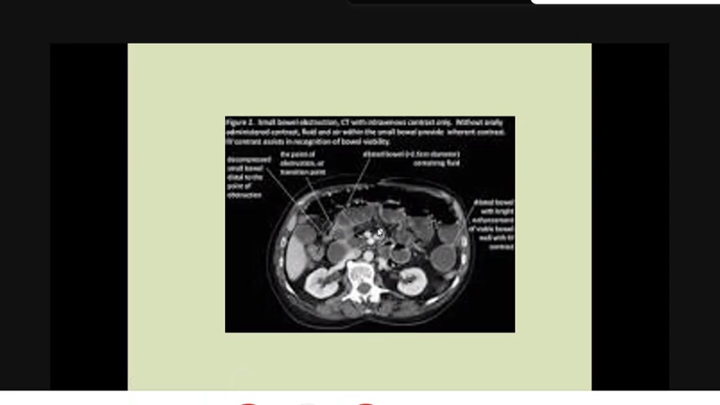So we look for three signs. The dilated bowel loops, which indicate the obstructed segment. The area of transition between the obstruction and non-obstructed bowel loop, and the collapse or non-dilated bowel loops.